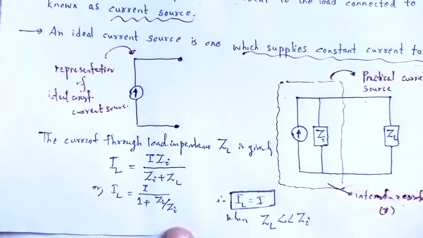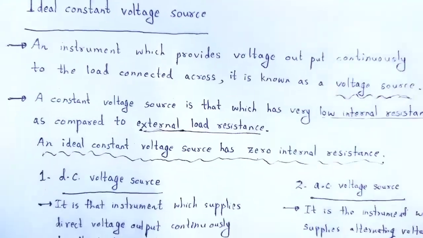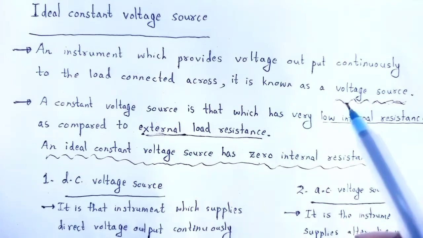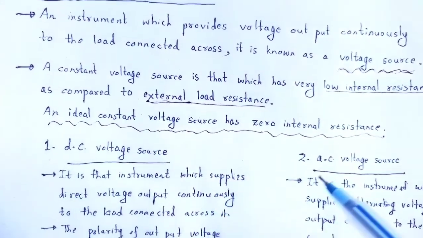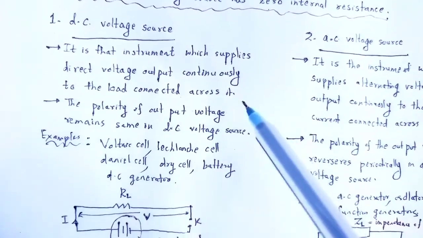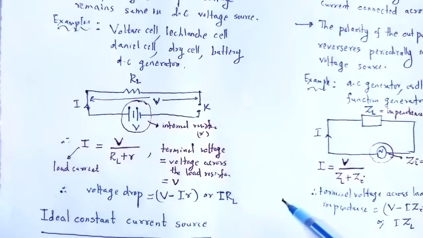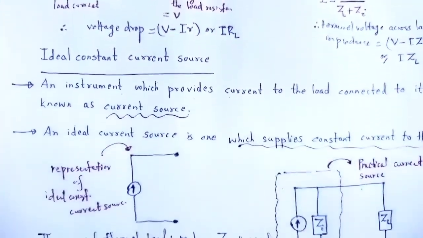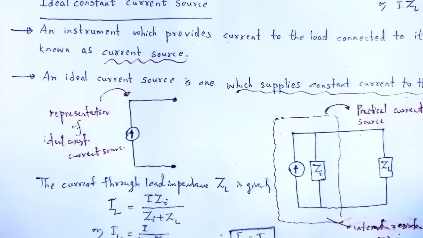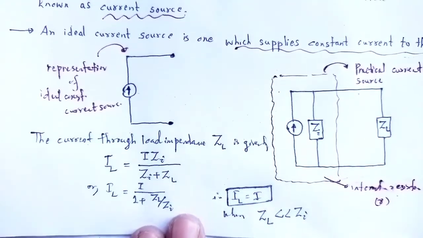So with the help of this video lecture, we understood the concept of the ideal constant voltage source, its classification as DC voltage source and AC voltage source, its example and circuit diagram. Next, the ideal constant current source, its circuit diagram and representation.